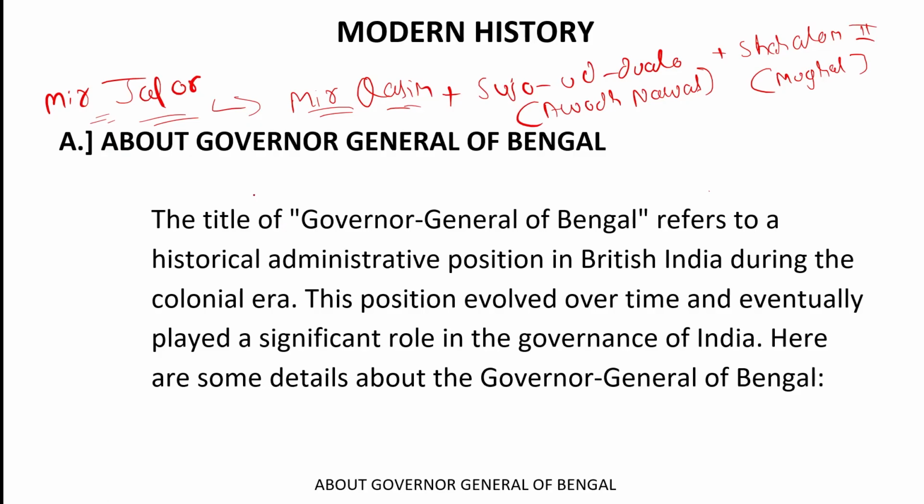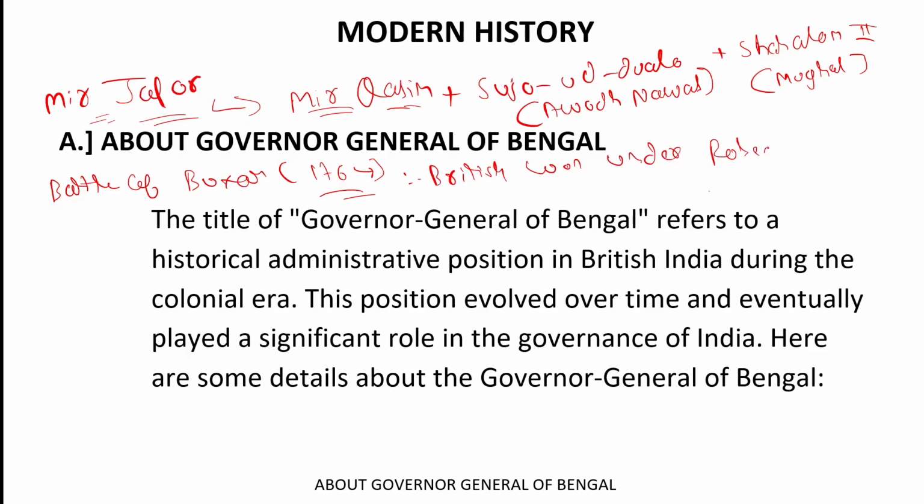So Mir Qasim combined with Shuja-ud-Dowla and Shah Alam II, and they started the Battle of Buxar, which ended in 1764. And who won? The British won under Robert Clive. That's how Bengal fell under the British from the independent government of the Nawabs. So this was the entire scenario. Got it? Now let's move forward.